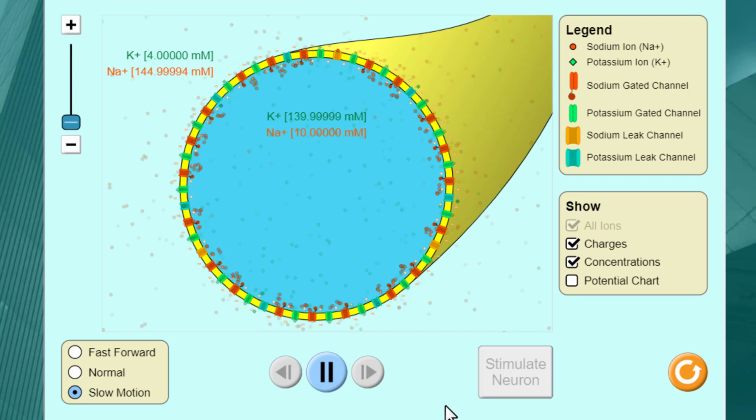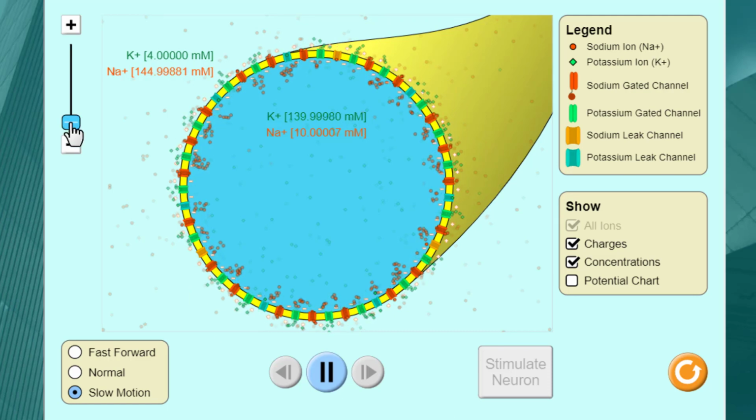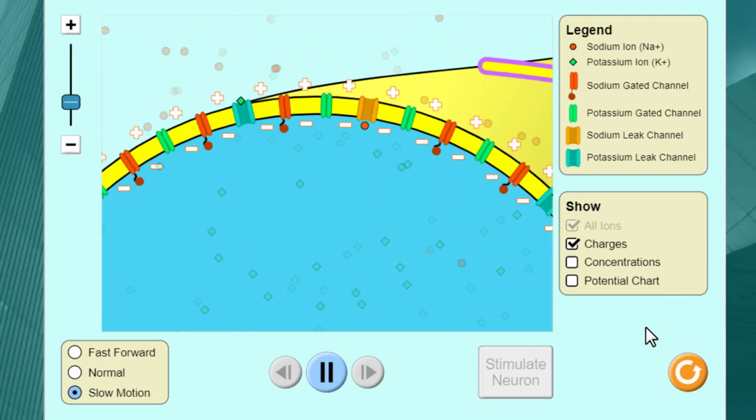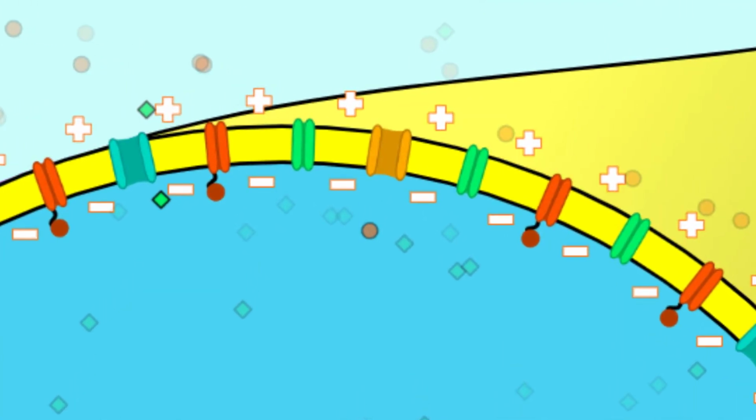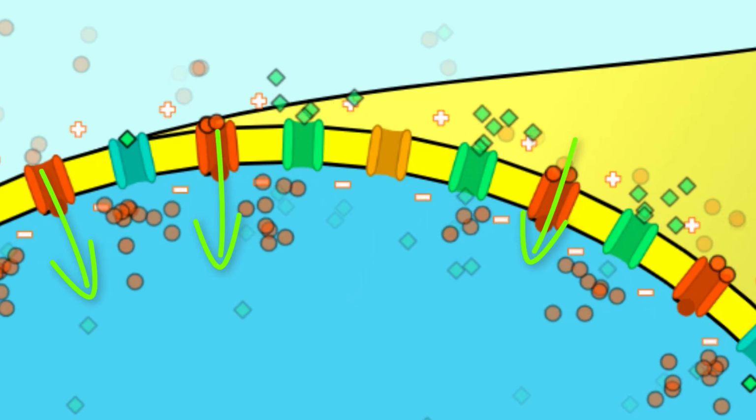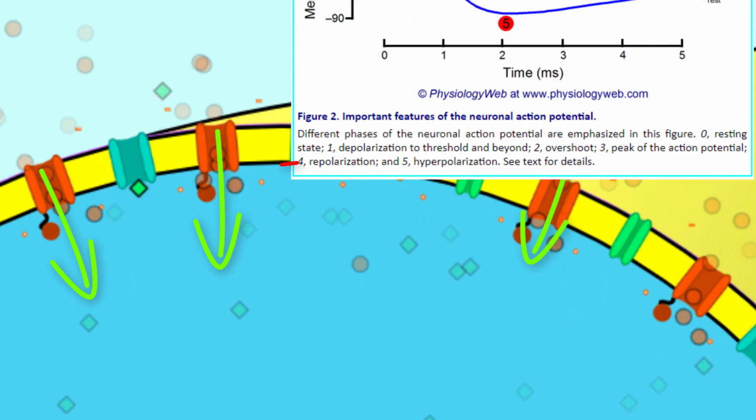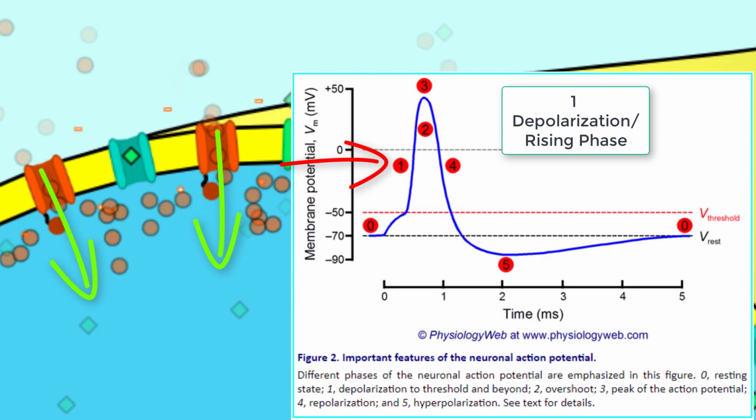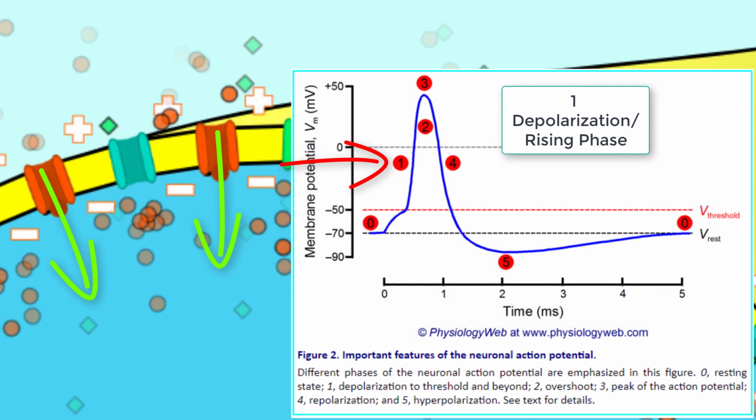We're seeing that channels are opening. Let's zoom in to see what channels are opening. Once the membrane threshold of -55 millivolts is reached, we see a rapid influx of sodium through the voltage-gated sodium channels, causing the depolarization phase or rising phase of the action potential.